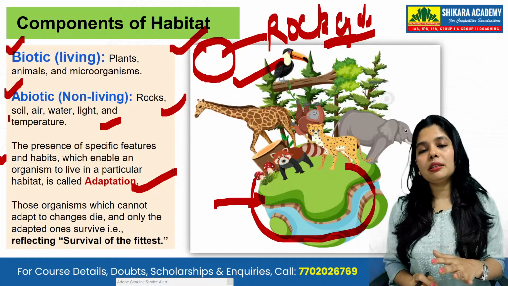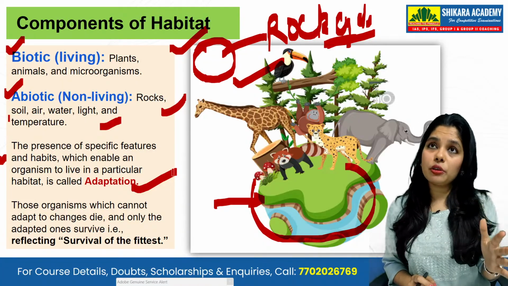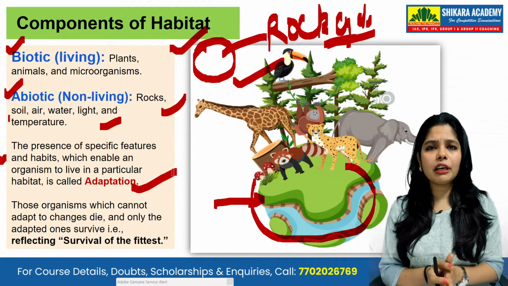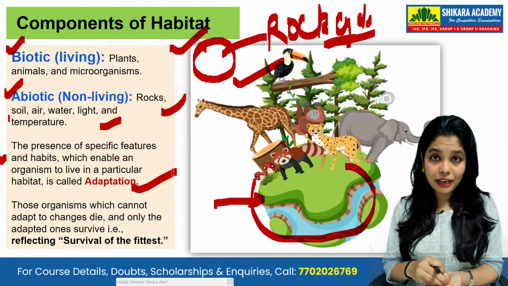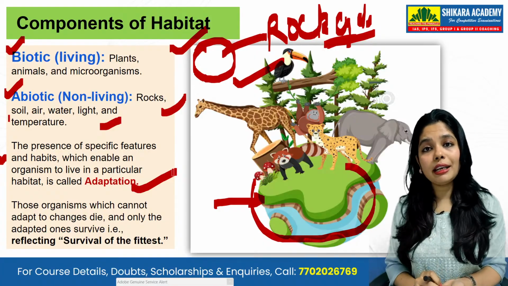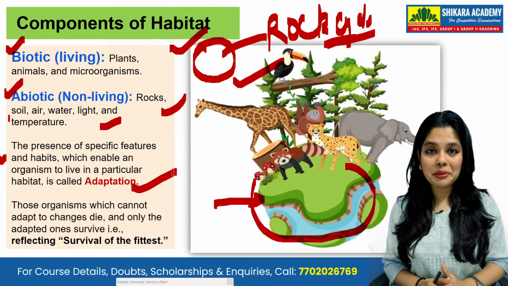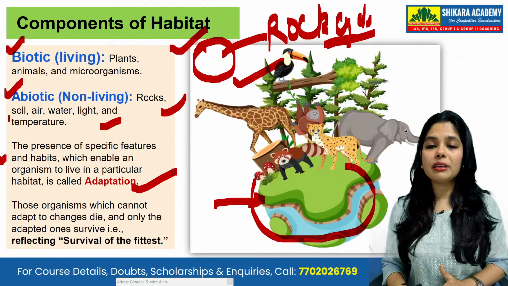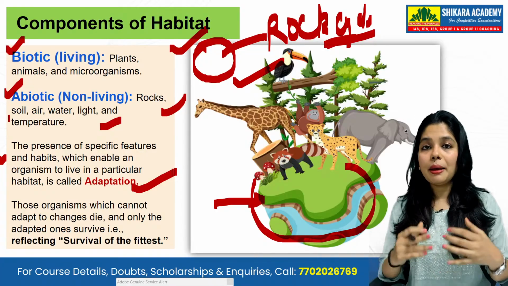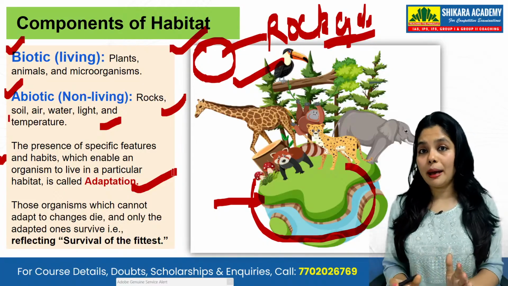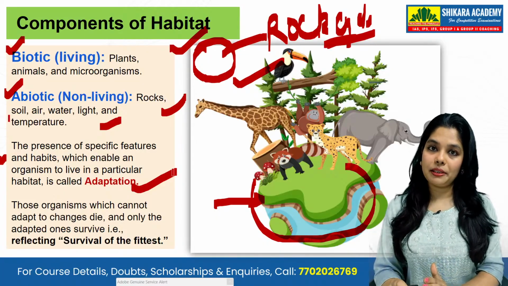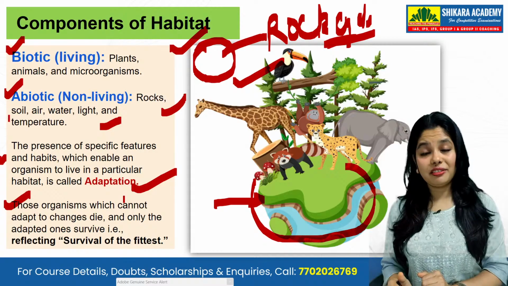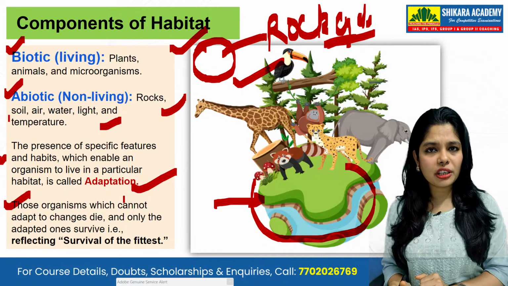But if the same person goes to Western countries, especially areas which are very cold, it is very difficult for an Indian to survive there. Yet that Indian survives, thrives, and works very nicely. How is that possible? That is possible with the help of adaptation. Adapting to the environment is not done only by plants and animals; human species are also adapting to nature. Those organisms which cannot adapt to the change will die.